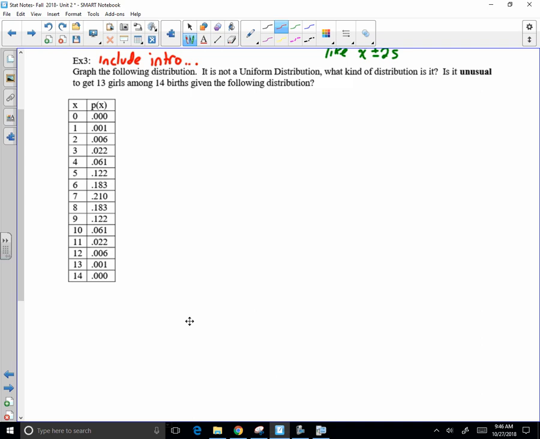Now, say that there's 11 girls and 3 boys. You're less shocked. 7 and 7, you're like, oh, 50-50 split. Oh, that's interesting. But you're not surprised by that, right? It's when you have the extremes that you start getting more and more surprised. So what I need from this is the mean and the standard deviation. So plugging and chugging.